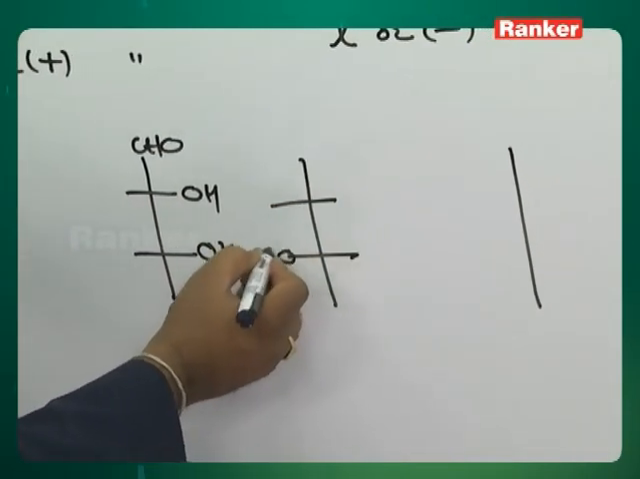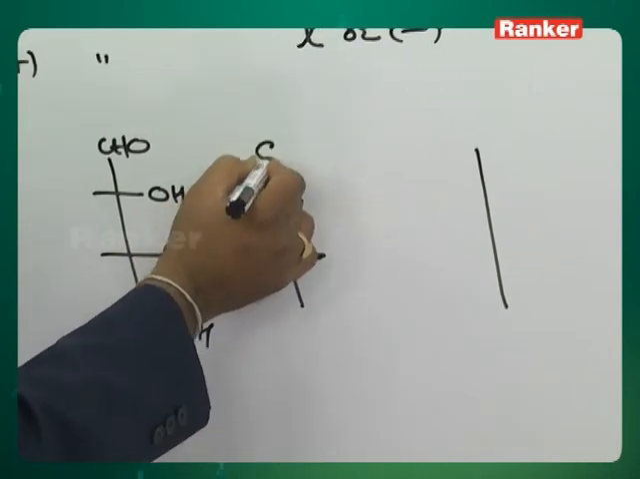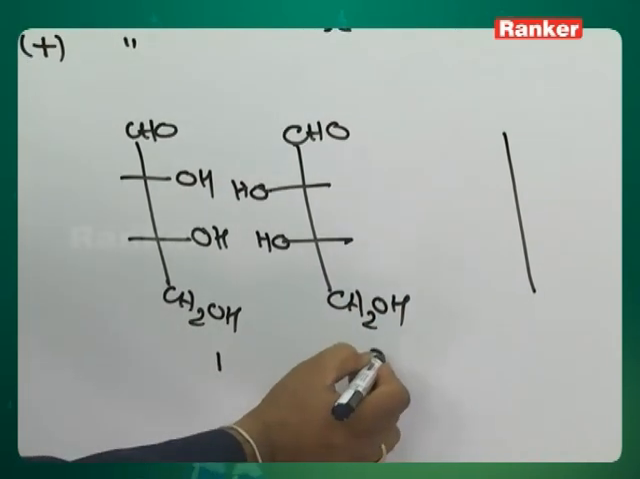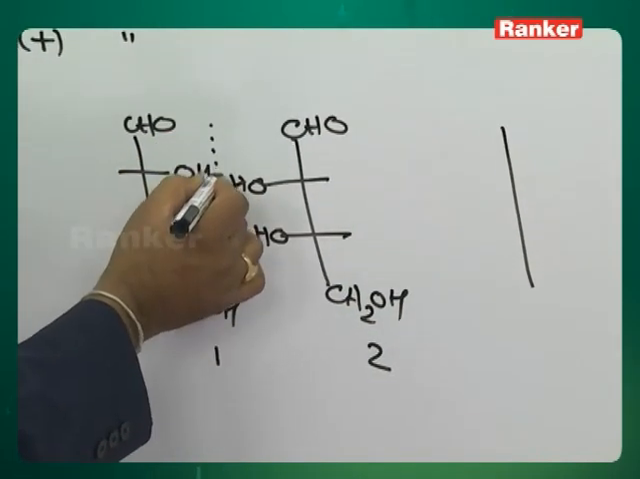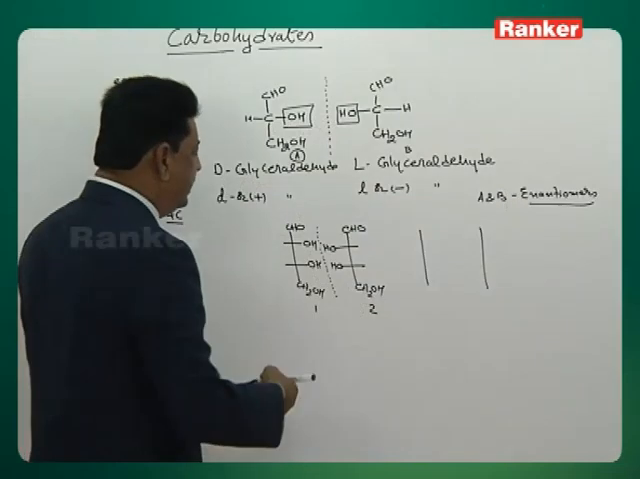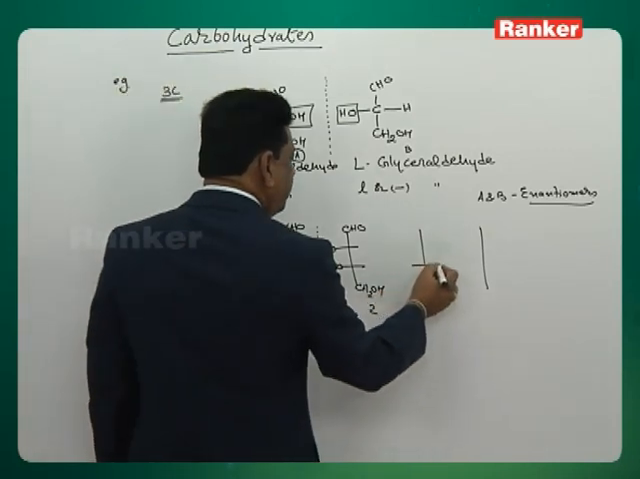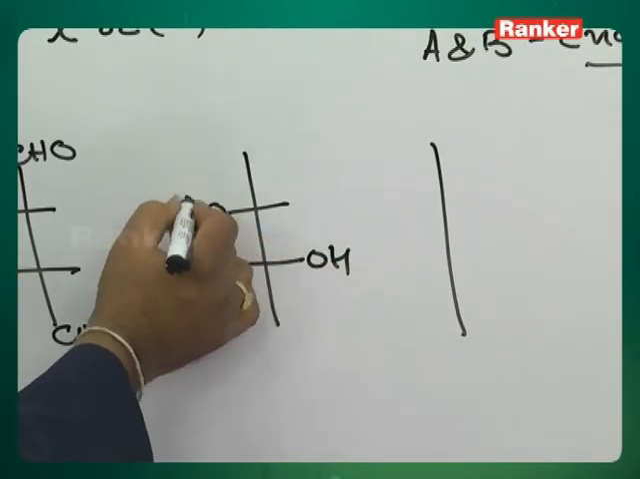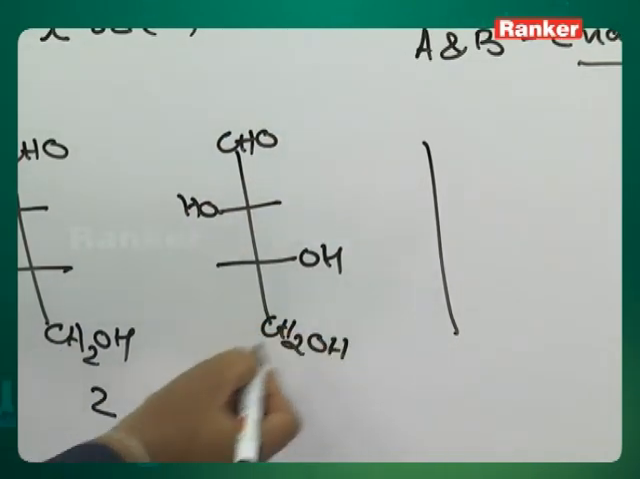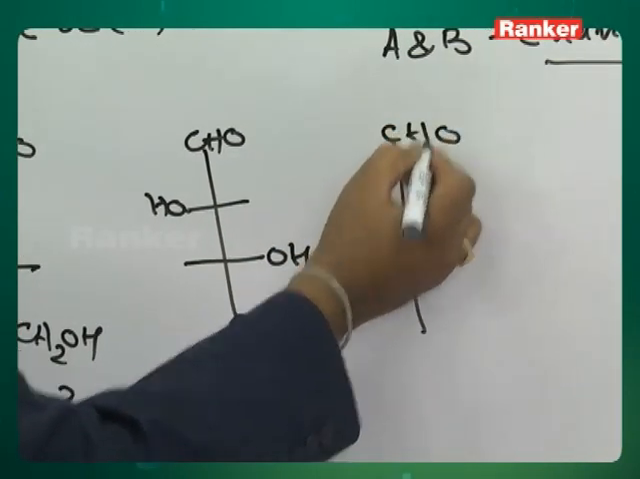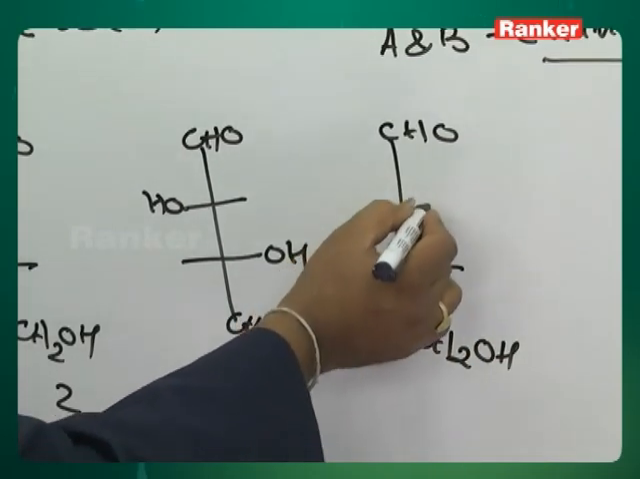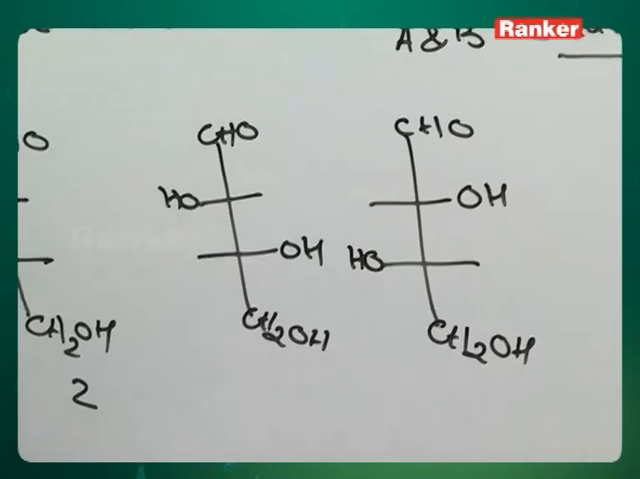The second isomer will have the 2 OHs on the left side. So compounds 1 and 2 are a set of enantiomers because they are exactly the mirror images of each other. In the third compound, there is 1 OH on the right side and 1 OH on the left side. The top and bottom will be the same, aldehyde and alcohol. Now this OH is a mirror image of the second one.